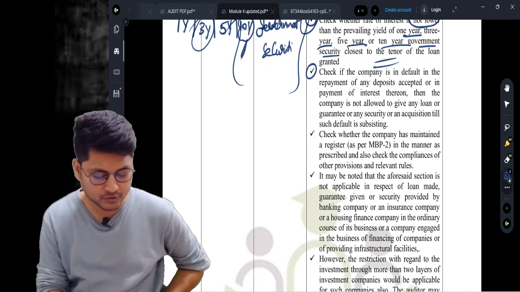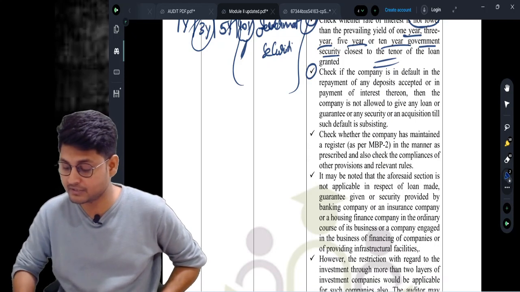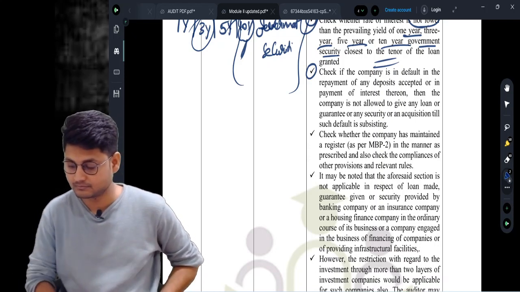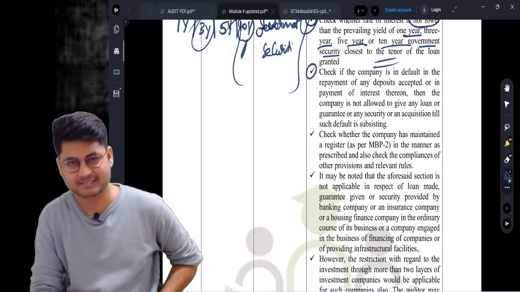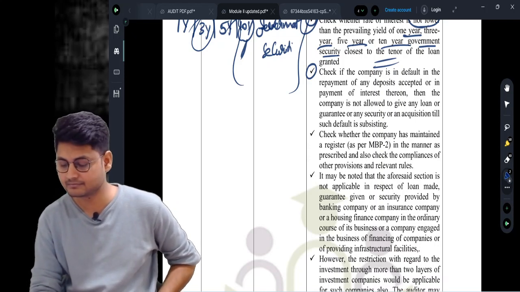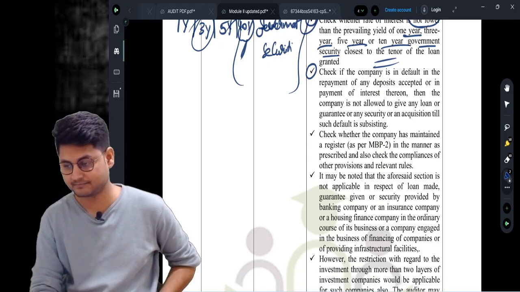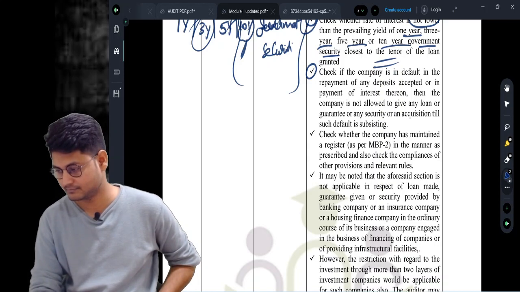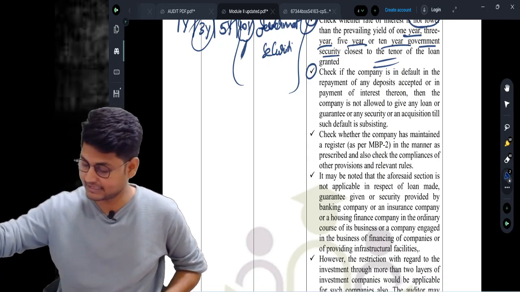The company is not allowed to give the loan, guarantee or security, LGS, when the company has defaulted in repaying the deposits it has taken.